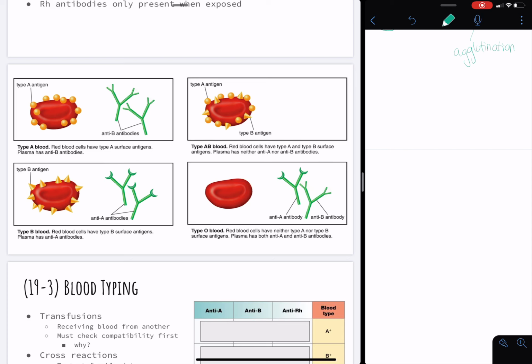So we don't have any of those antibodies in the blood plasma, so that's why nothing is towards the right of that image. And then the opposite is also true. If we have type O blood, that means we have no antigens on the blood cell surface. And instead, we're going to have antibodies that are both going to attack A and B type blood. All right. Make sure this slide also makes sense to you before you continue.